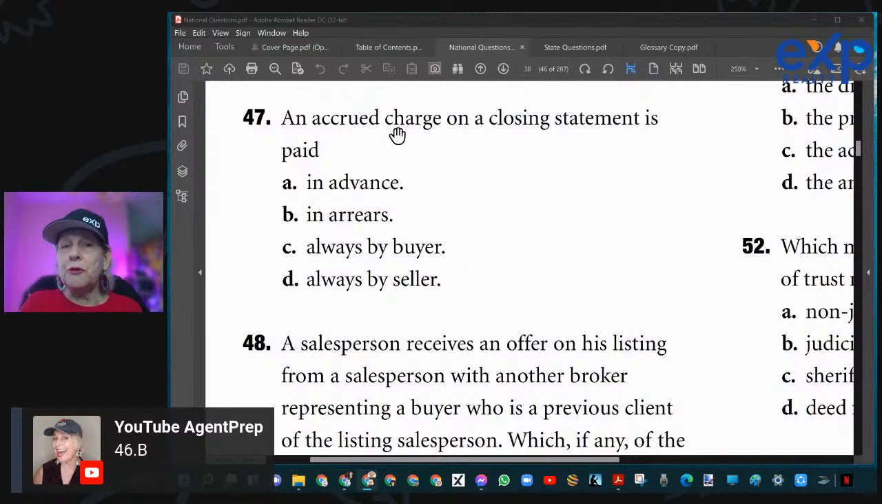So accrued charges on a closing statement, or any credit card or anything else, are paid in arrears. Okay? It's paid after it has happened. So the answer is 47B.